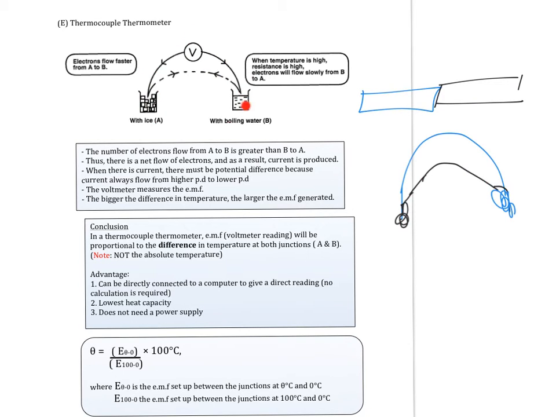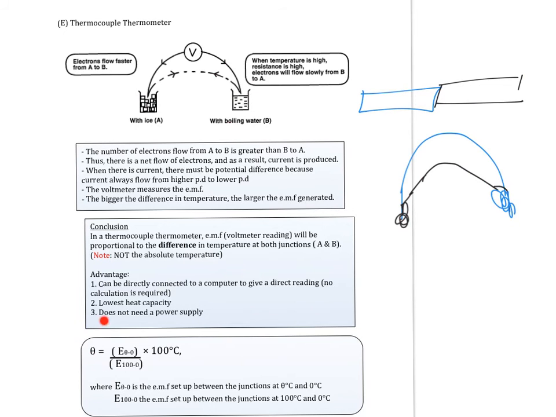So the bigger the difference in temperature between these two junctions, the bigger the net flow of electrons. So therefore, the bigger the current, the bigger the induced voltage between them. So this is how your thermocouple thermometer works. When we are calculating the temperature using this thermometer, it is important to realize that the formula is different from the other types of thermometers, simply because you have two junctions measuring the temperature difference between them.